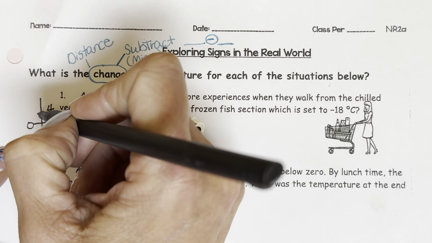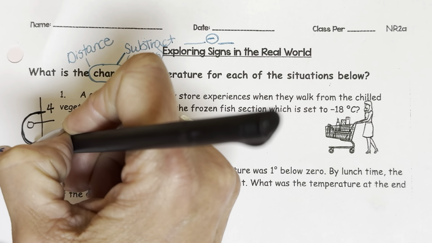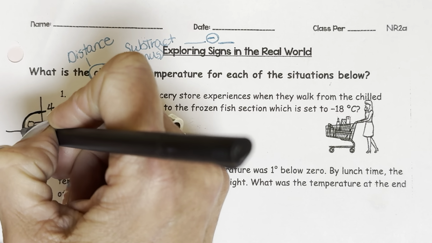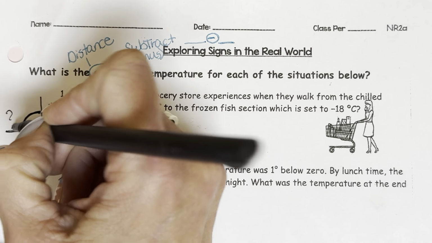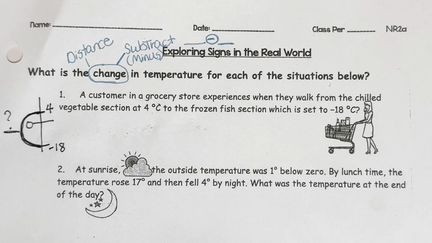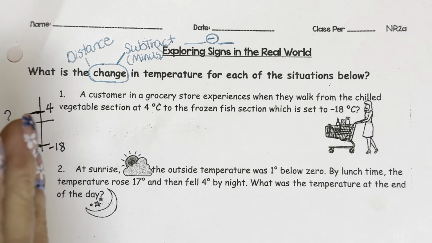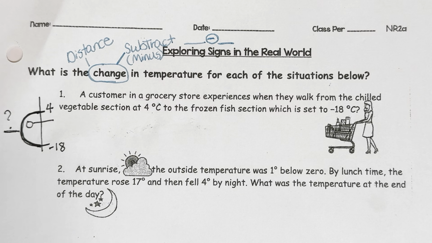What this question is asking you is, what is the distance between these two numbers? What is the change in the temperature? So what is the distance between these two numbers? Okay? So that's what we're looking for. And when we get through and we write the math problem, and look at how that's done, I'm going to come back to this and show you how you can actually do it right here too.